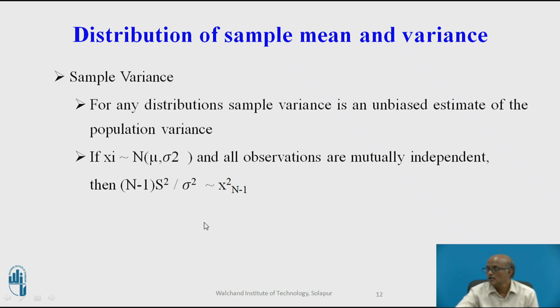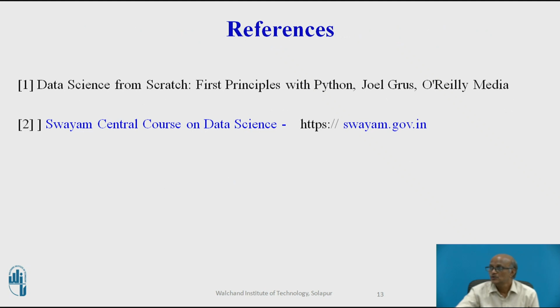So these are the distributions of sample mean and variance. These are the references, and I hope you understood.